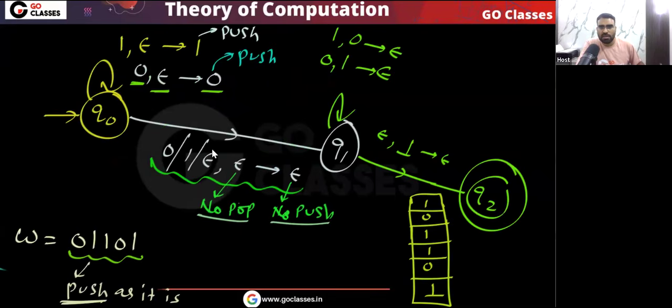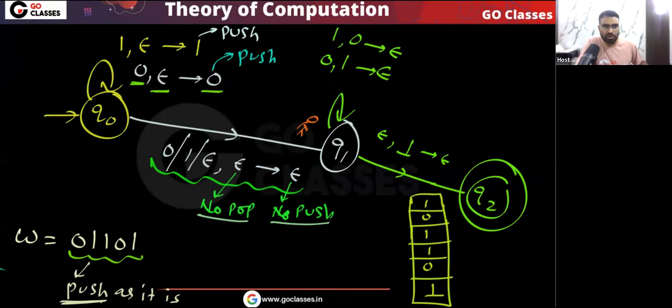Here we are not popping anything from the stack and not pushing anything on the stack, so the stack is unchanged. On the input string either we will read 0, or we will read 1, or we will not read anything. Then we will go to the state Q1. Now we are in the state Q1.